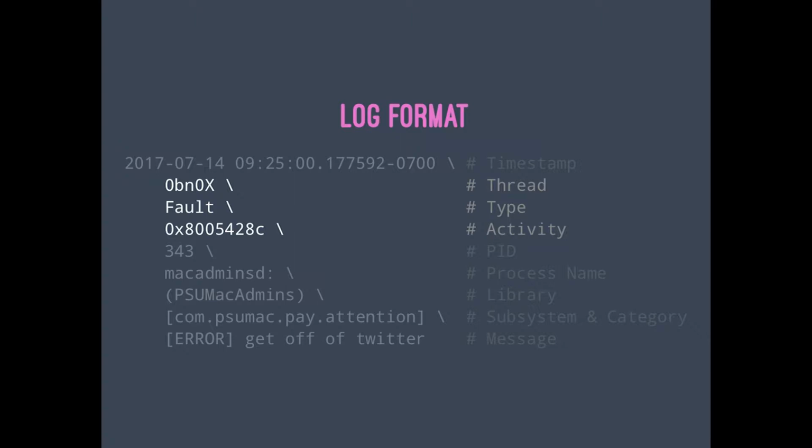The thread and activity are just computery stuff that nobody here cares about, except maybe Papine. But the log type corresponds with those log levels that we discussed earlier, so things like info or debug or error or fault. The PID and process and library describe which process is throwing this event, and in some cases may include the system library that the process is calling as well, so you can more granularly figure out what exactly is causing this log event.